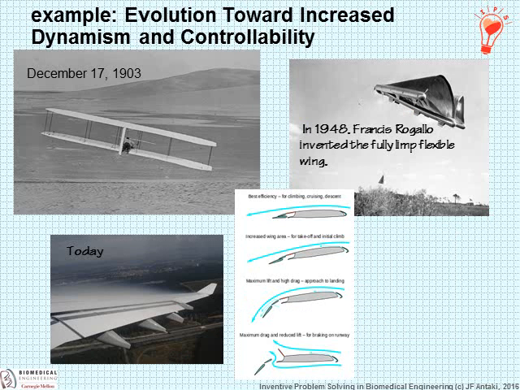Another example of evolution towards increasing dynamism and controllability is aviation. In the early days of aviation, airplane wings were rectangular and they were fixed. And in 1948, Francis Rogallo invented a type of wing that was flexible. It was fully limp and it could change its shape and hence its lift with demand. And today, I'm sure you've looked out your window, you see that most airplane wings are sectional that allow them to change shape under conditions.